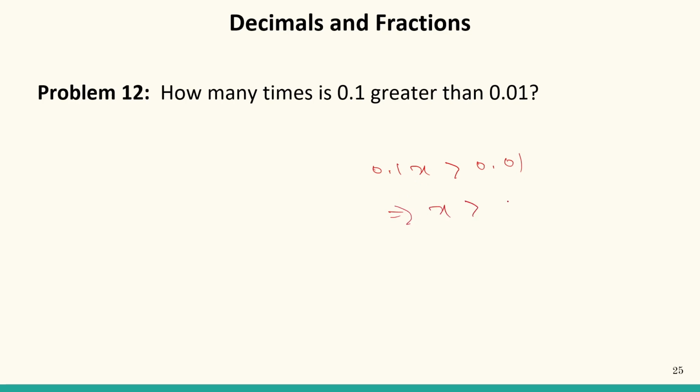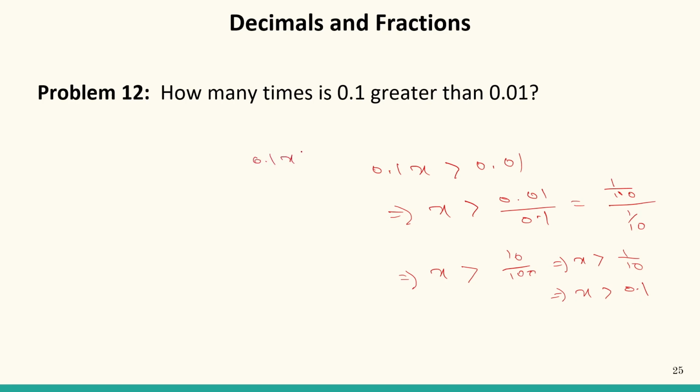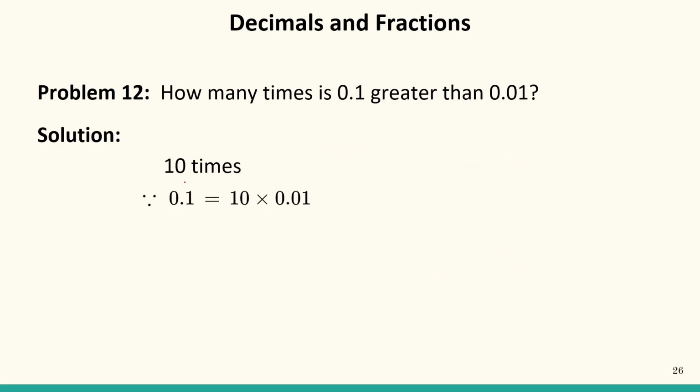So this implies that x is greater than 0.01 by 0.1. So what is it equal to? 1 by 100 whole by 1 by 10. So this implies that x is greater than 10 by 100, so x is greater than 1 by 10, so x is greater than 0.1. So if x is greater than 0.1, we can say 0.1x is greater than 0.01. Okay, this is what we can say. So here you can see not 0.1, greater than 0.1.